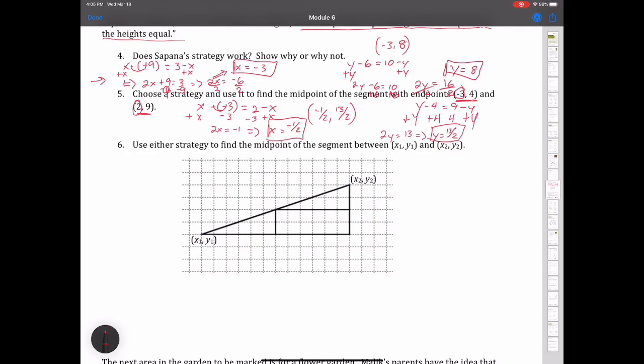So you can see that this process right here of algebraically solving actually will work pretty simply for us in any way. So now we're going to also use the same strategy to find the midpoint of the segment between (x1, y1) and (x2, y2). So go ahead and see if you can figure out one of those strategies to find the midpoints.